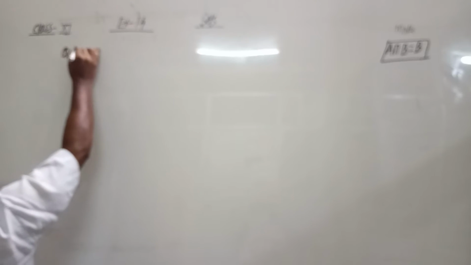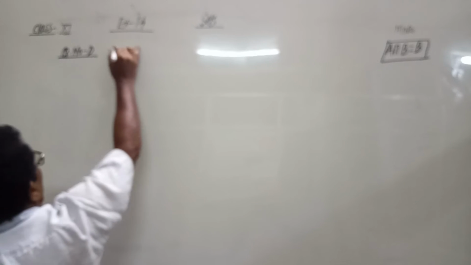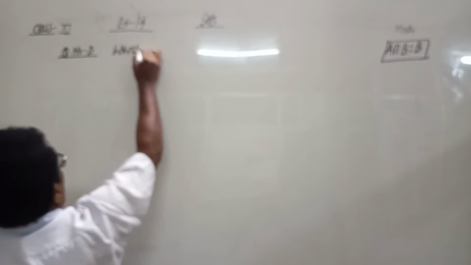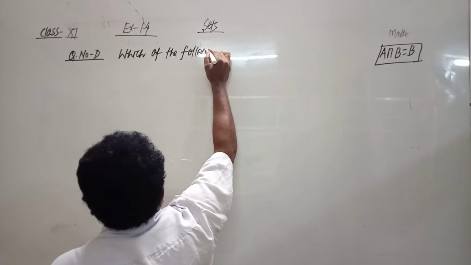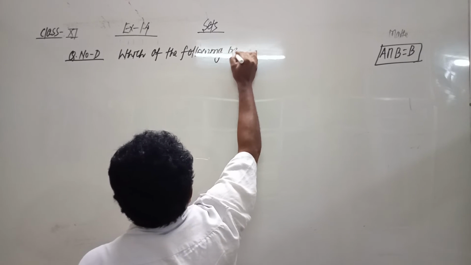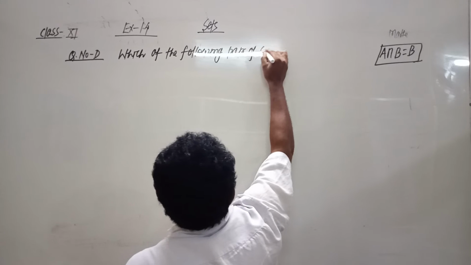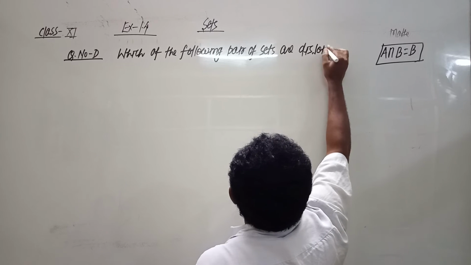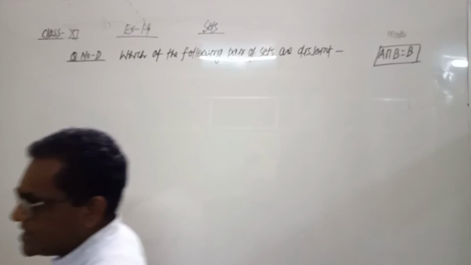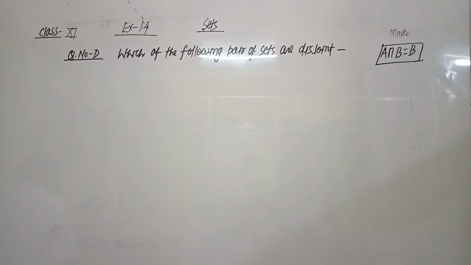Now to discuss question number 8. Which of the following pairs of sets are disjoint? Disjoint sets mean no common elements. Two sets are said to be disjoint if they have no common element.